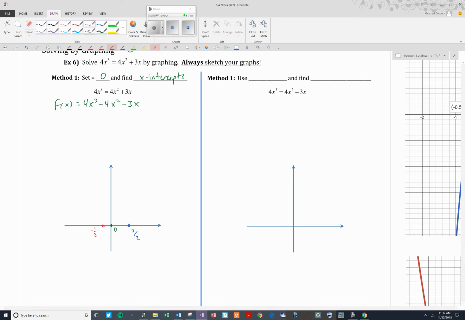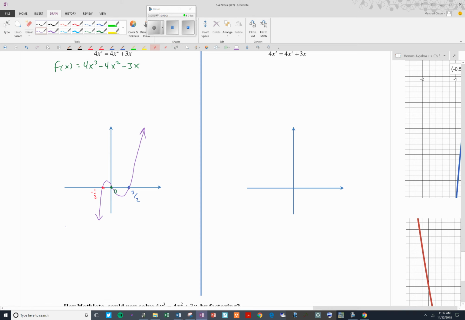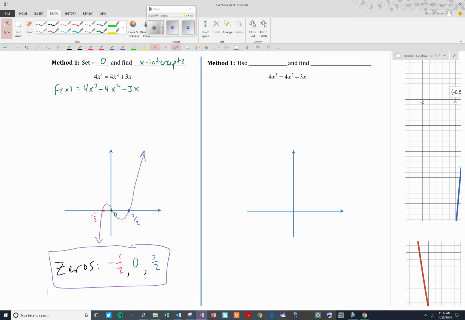So I'm just going to do a little sketch here. We always sketch our graphs if we're using a graph to solve. So it came through like this. It had the exact end behavior that we thought it would, because it's an odd degree and it's a positive leading coefficient. So our zeros are -1/2, 0, and 3/2. So that's one method of doing this. Get your equation equal to 0 and find the x-intercepts.